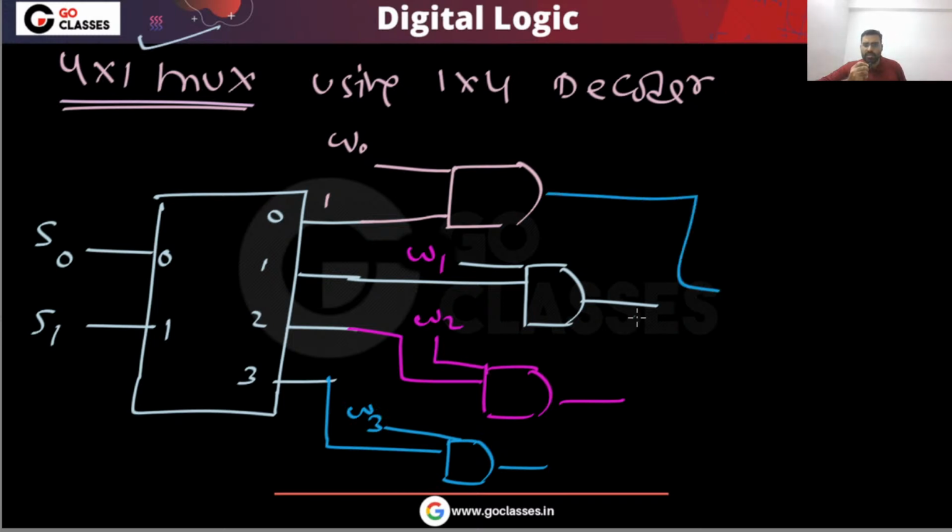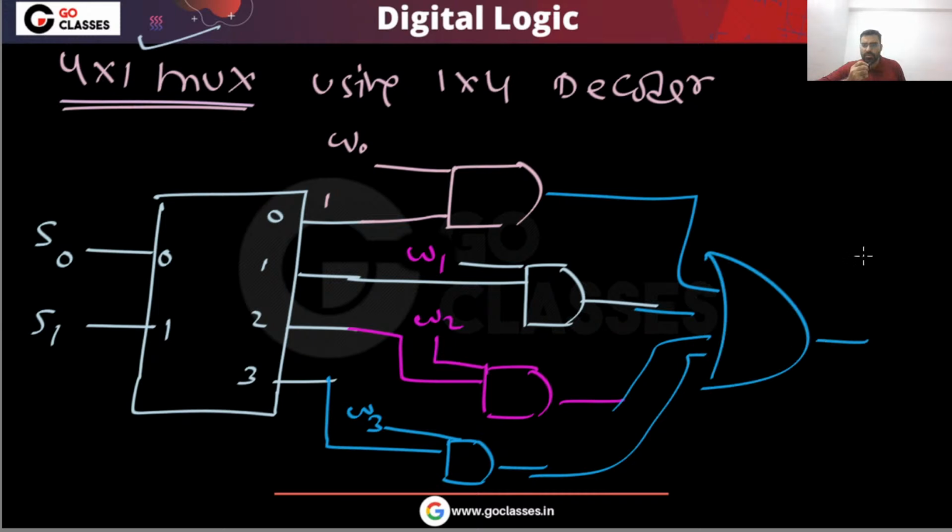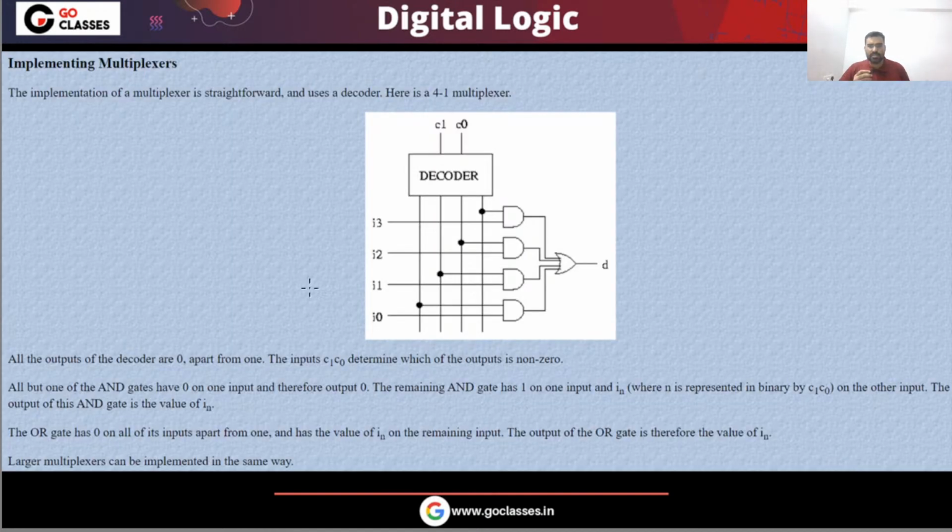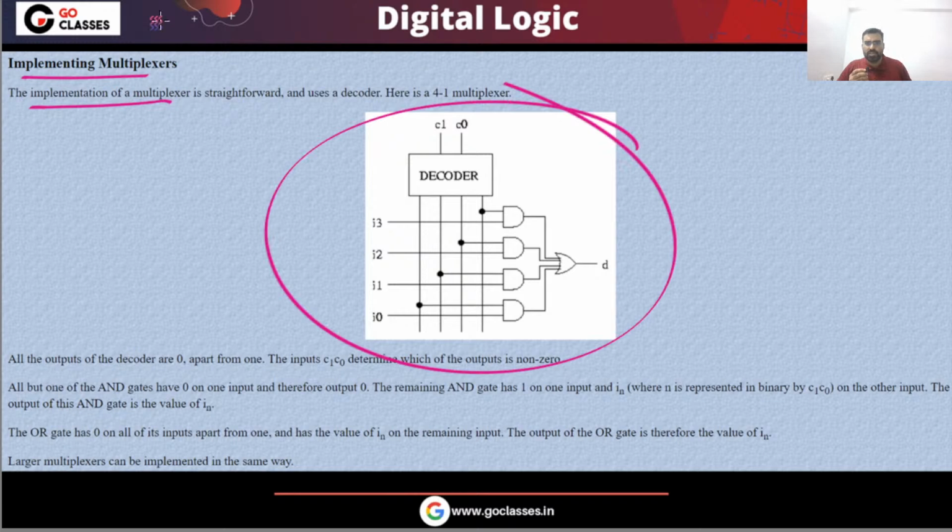And then finally, all these things will connect to the OR gate, and this is your multiplexer. This is how you can create the multiplexer from a decoder. Very simple concept. The implementation of a multiplexer from a decoder is straightforward.